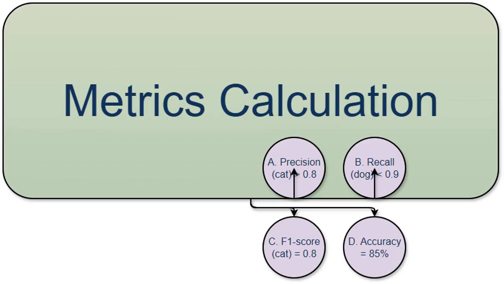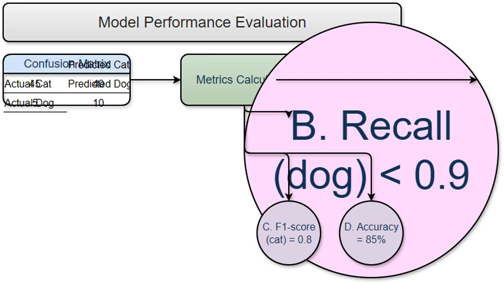I calculate precision for cat as true positives for cat divided by true positives for cat plus false positives for cat. I'm checking if this is greater than 0.8. I calculate accuracy as true positives for cat plus true positives for dog divided by total number of images. I'm checking if this equals 85%.